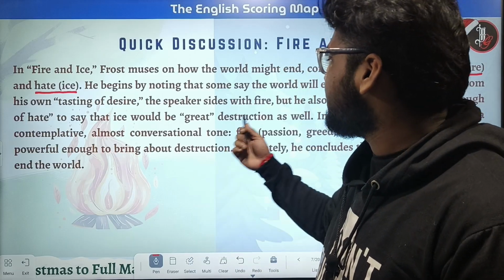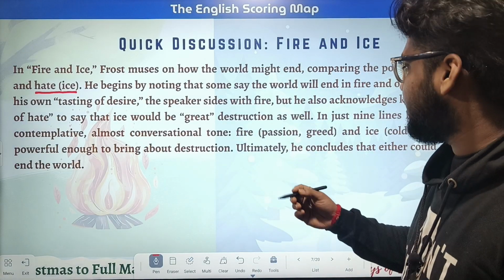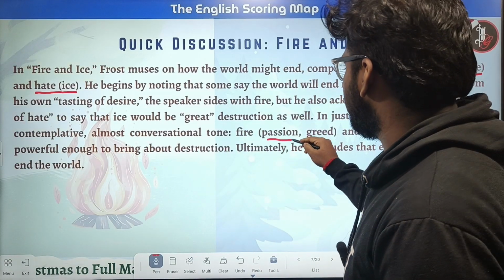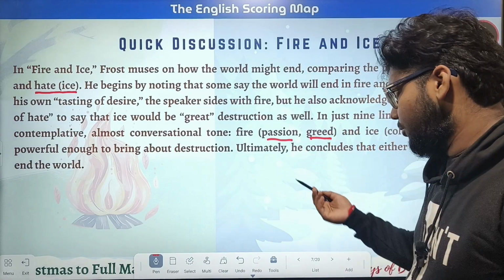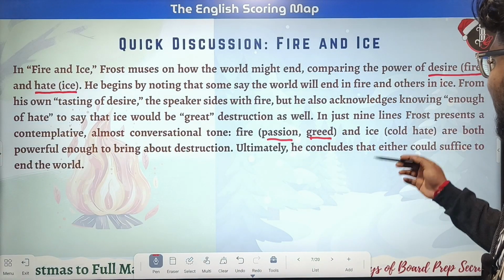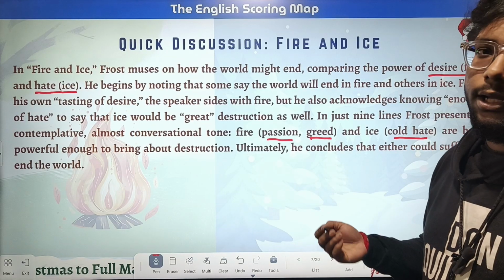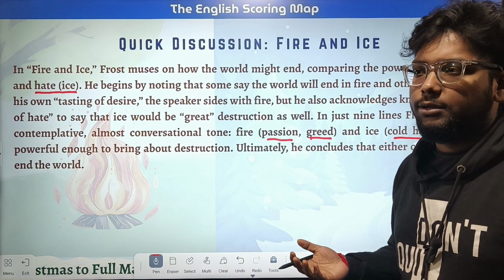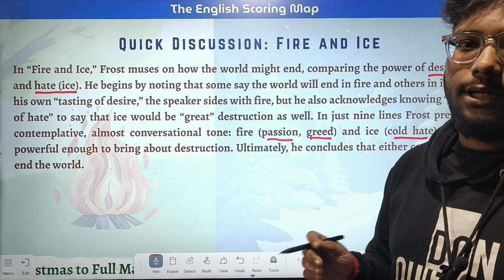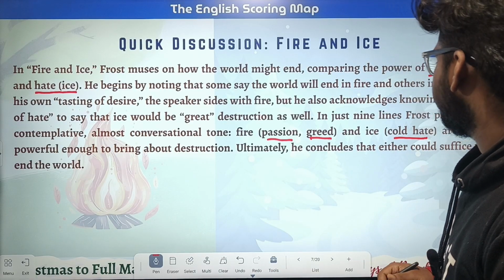Fire means passion and greed. So these are very important words. Mark these out. And ice means cold hate. Cold hatred. You don't talk to anyone. You don't like talking to anyone. You don't like seeing anyone. That's called cold hate. Okay?